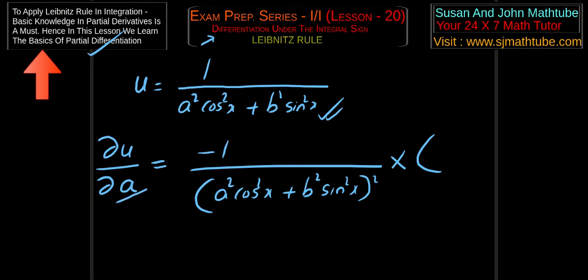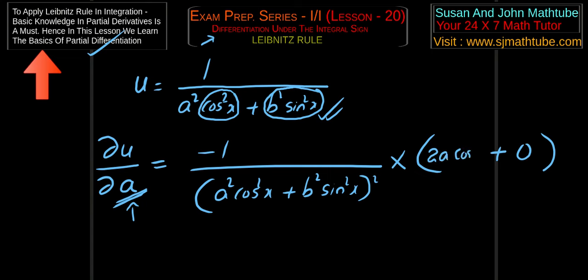But the good news is a is the only variable. That means this is a constant. The whole thing is a constant. So I'll get something plus 0 for sure, but the whole thing is a constant. And here the answer will be 2a cos square x. I hope you understood that. Anyway, you can try the partial derivative with respect to b by yourself. You're going to get something similar to this.